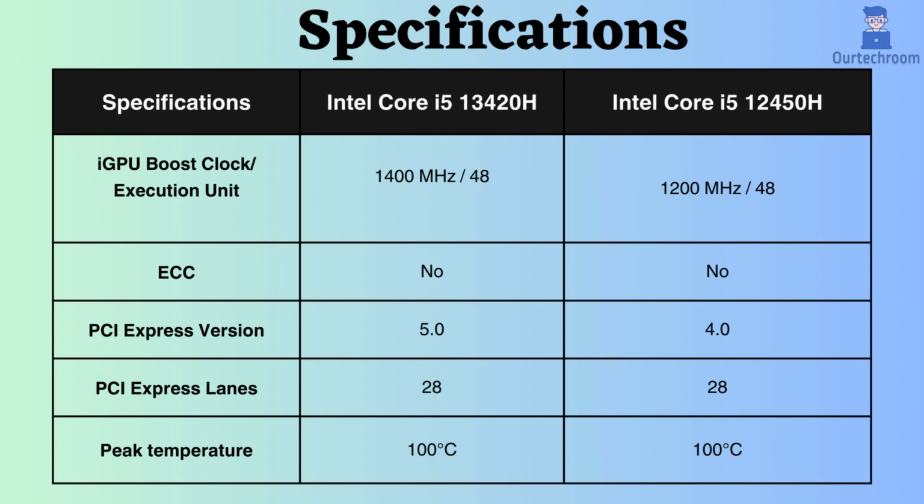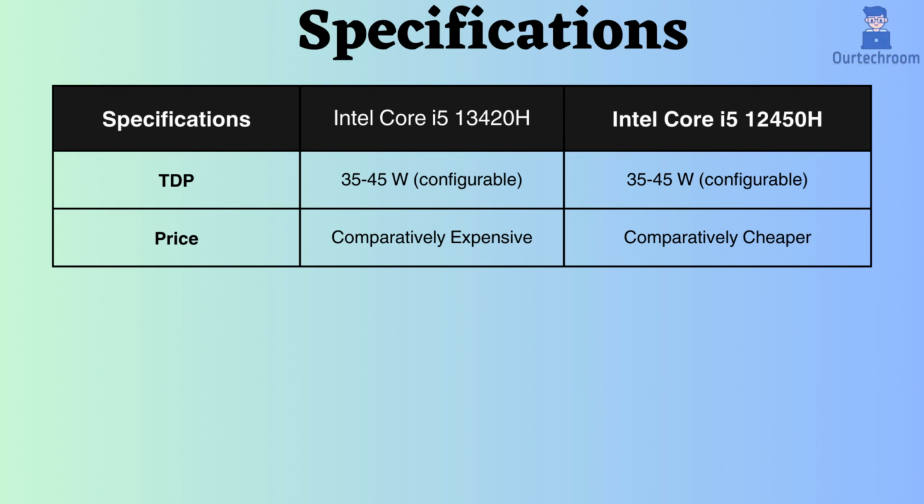Regarding PCI, the Core i5-13420H supports PCI version 5, while the Core i5-12450H supports PCI version 4. Thus, the 13420H processor adopts the latest PCI version. Both processors support up to 28 PCI lanes. Both processors can tolerate temperatures of up to 100 degrees Celsius. The TDP of both processors is configurable, ranging from 35 watts to 45 watts.